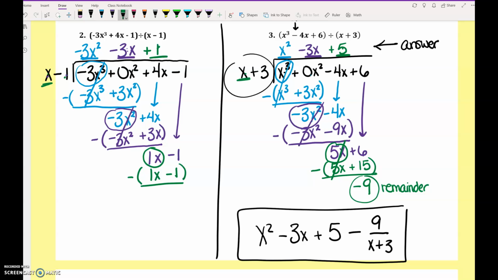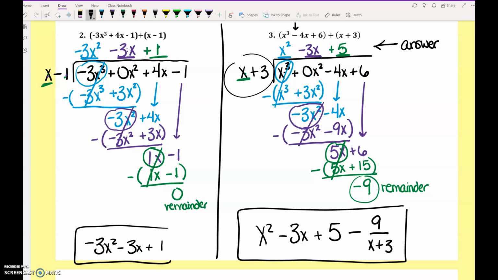If we subtract these, what's going to happen? We get a positive 1. Negative 1 minus a negative 1, that's negative 1 plus 1, that is 0. Your remainder is 0 on this one. No remainder. So our answer is negative 3x squared minus 3x plus 1. And there's no remainder, so that's your answer. If I took this and multiplied it times x minus 1, we would end up with negative 3x to the third plus 4x minus 1. We just undid that multiplication like we did yesterday.